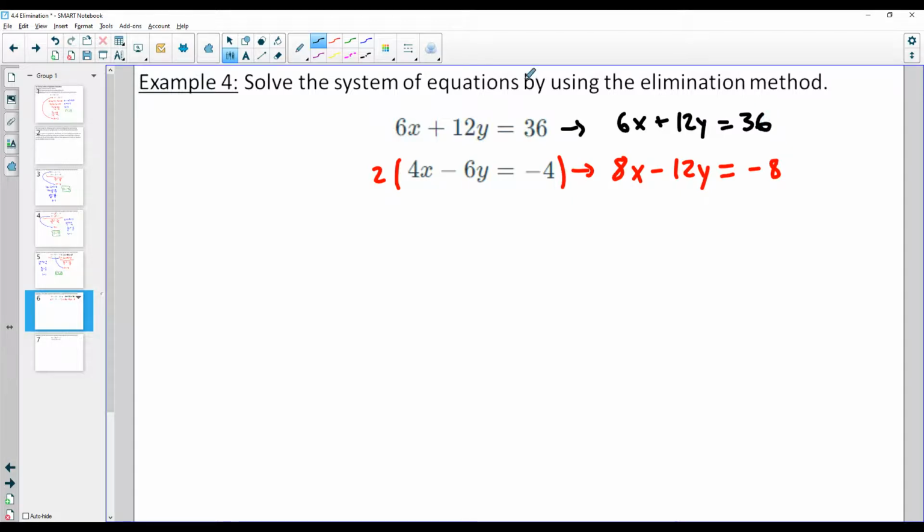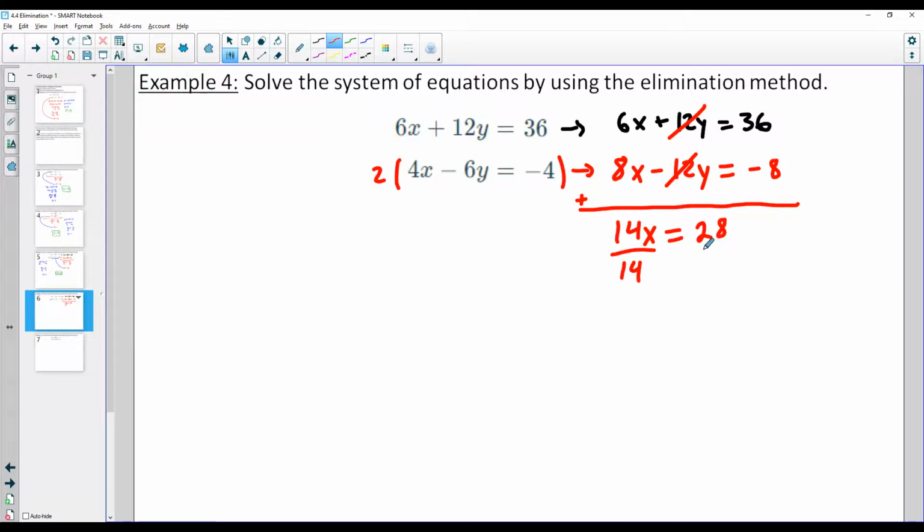Now we'll notice here, since we have positive 12y and negative 12y, I'm going to want to add these, right? So 6x plus 8x is going to be 14x. 12y plus a negative 12y, that's going to cancel, right? Plus a negative is really just subtraction, so 12y minus 12y is going to cancel, equals 36 plus negative 8, or 36 minus 8, which is 28.